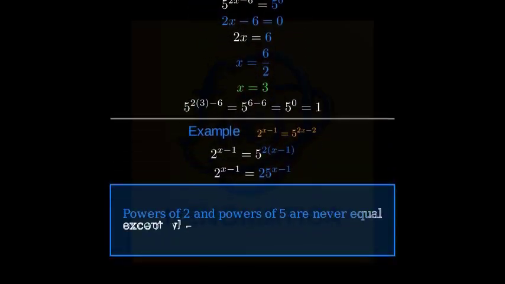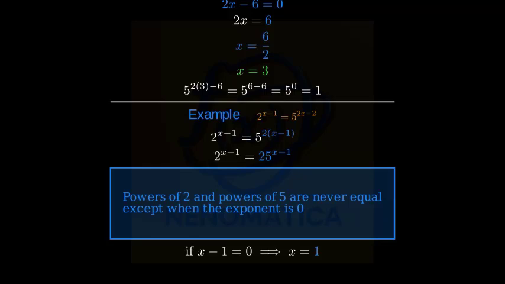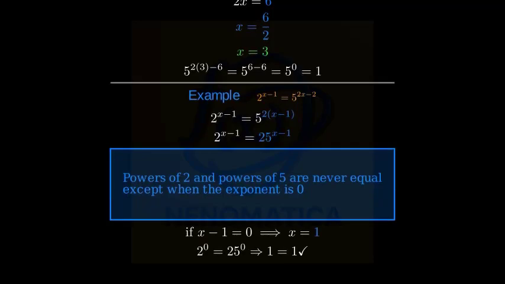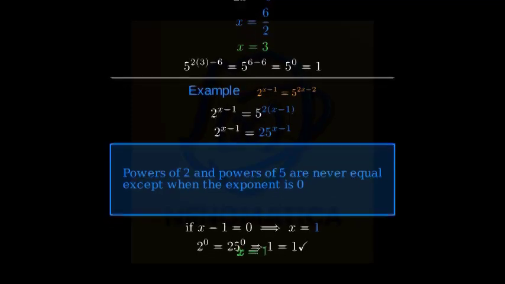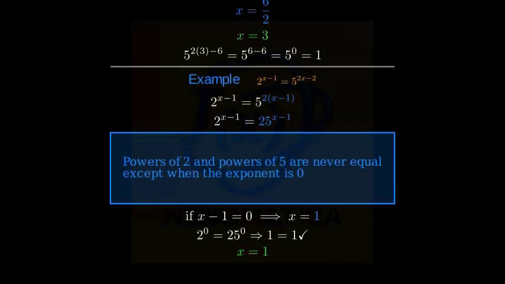Here we have an important observation. No power of 2 equals a power of 25, except when both exponents are 0. So we set x minus 1 equal to 0 and solve for x. Let's verify this solution by checking if 2 raised to the power of 0 equals 25 raised to the power of 0. 2 raised to the power of 0 is 1, and 25 raised to the power of 0 is also 1, so 1 equals 1, which is true. Therefore, our answer is x equals 1.